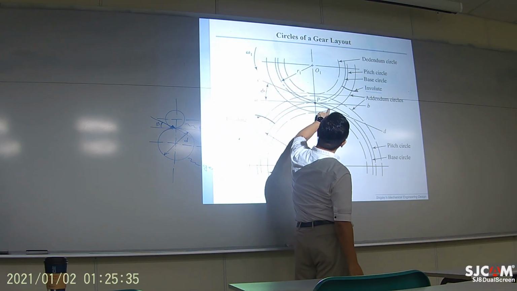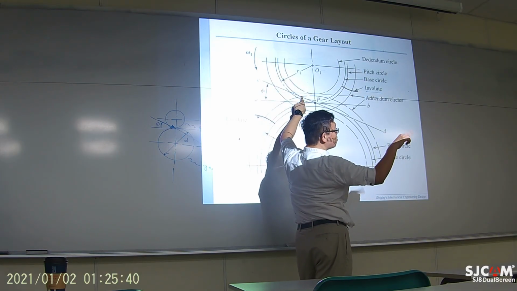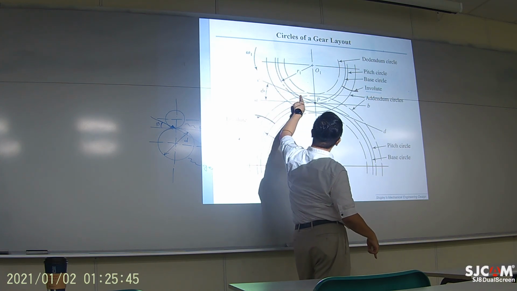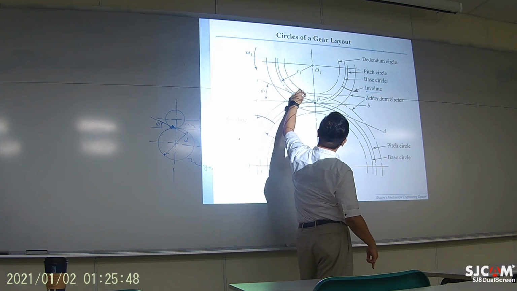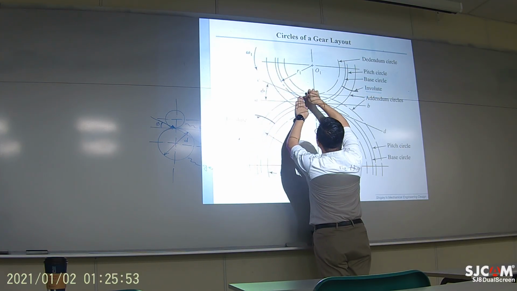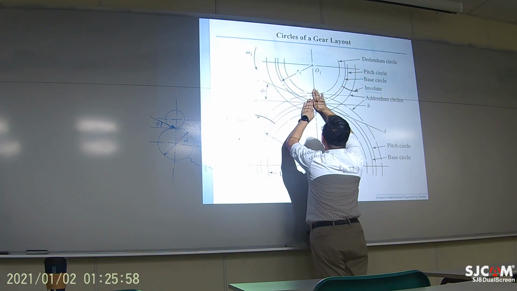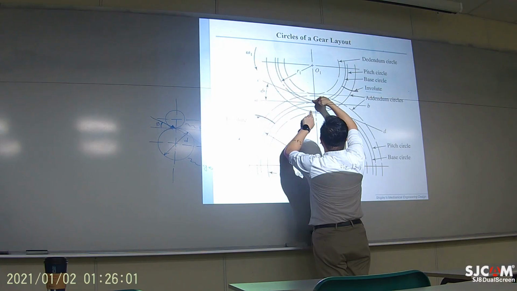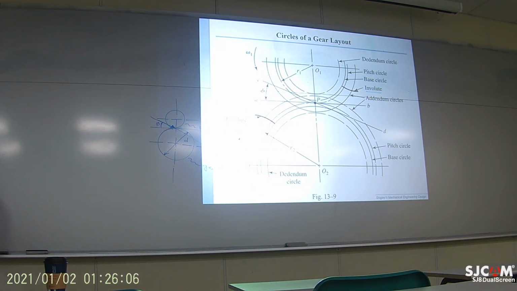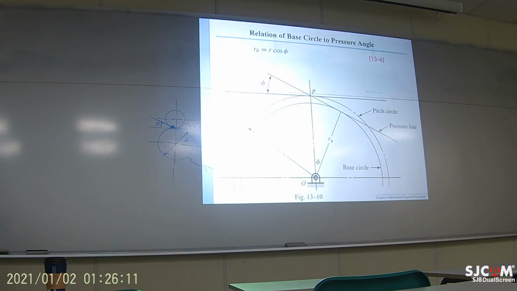So anyway, that's the pressure line, and the pressure line is tangent to the base circle, right here. So the contact point between two mating teeth lies on this pressure line. Okay, so when two mating teeth first contact each other, the contact point stays on the pressure line, and then as the two move like this, that contact point passes along this pressure line. Okay.